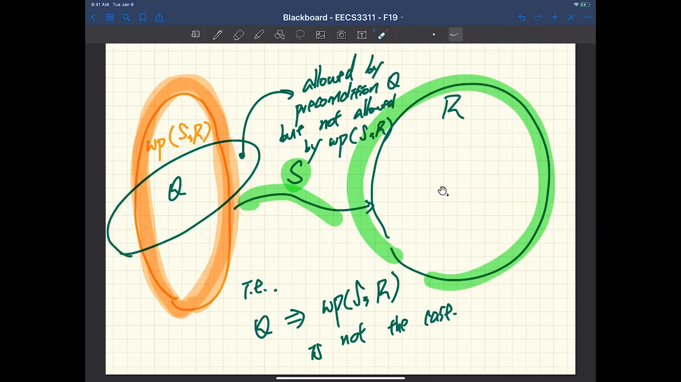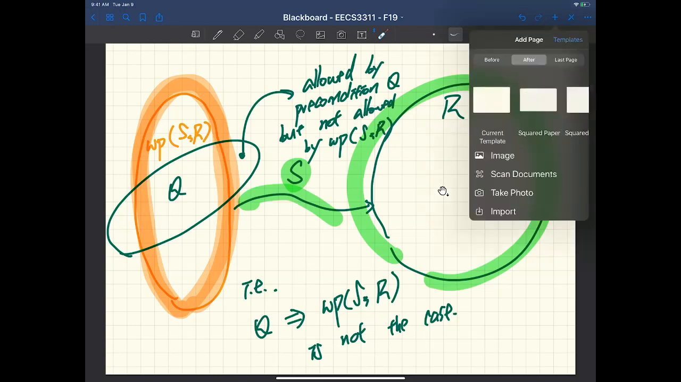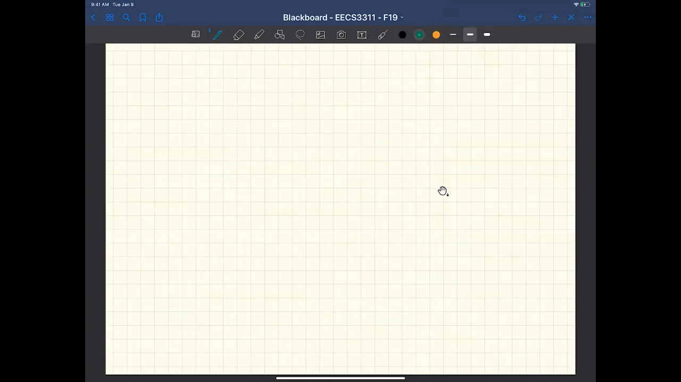Yes? Doesn't necessarily mean that Q is weaker. Oh, yeah. Okay, good. So there are different ways you can actually make a Hoare triple false. Let me show you again. It's a good question. There are at least two different ways. Okay, how can a Hoare triple be false? Conceptually.